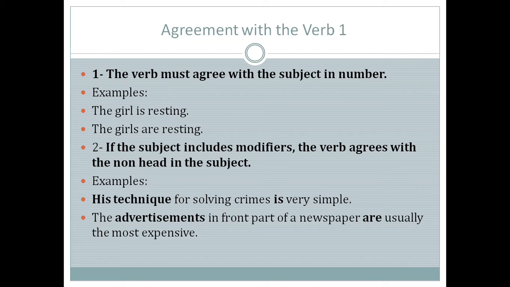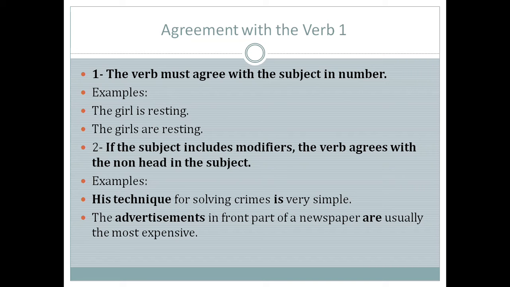The girls are resting. Number 2, if the subject includes modifiers, the verb agrees with the head noun in the subject. Examples: his technique for solving crimes is very simple. So his technique is the subject, for solving crimes is a modifier that modifies the subject. His technique is a singular noun. It agrees with the verb is.